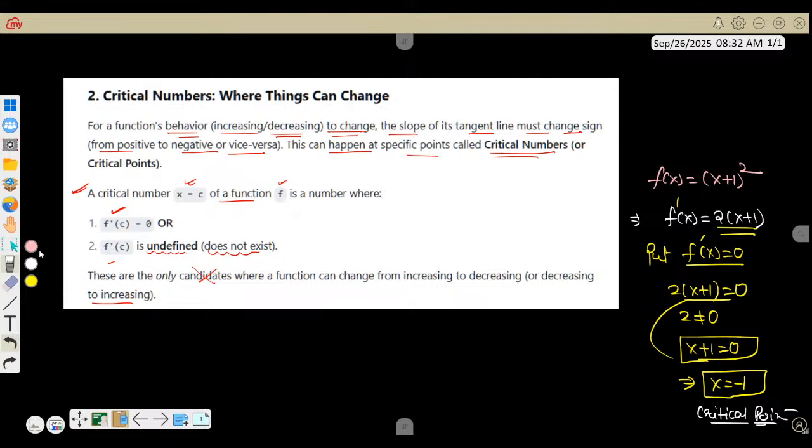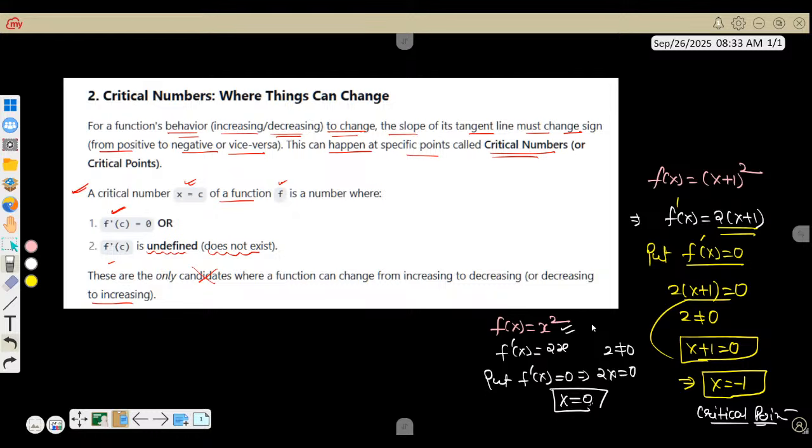And suppose you have a function f of x is equal to x square. What is the derivative of this function? 2x. And when we put f dash x equal to 0, this implies 2x equals 0. 2 cannot be 0 because 2 is a constant number. So it means x equals 0. So this x is called the critical point of x square. And we know that the graph of x square is like this.